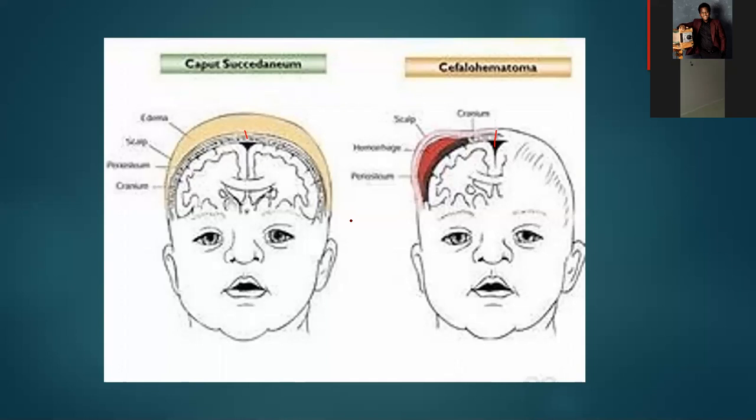So this is caput succedaneum and cephalohematoma. It takes a longer time for cephalohematoma to resolve. It can take months or weeks, unlike caput succedaneum, which might take probably weeks before it resolves. Please take note. Any question regarding cephalohematoma? Any question? Dr. Aisha asks which one takes months. It takes months or weeks; it takes a longer time for cephalohematoma. Okay. Any other question? In absence of questions, let's continue.